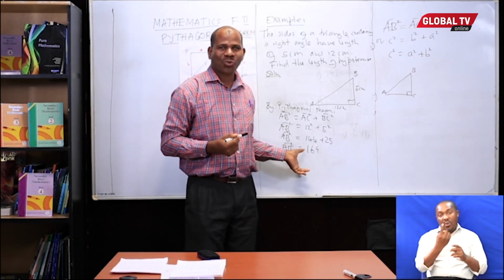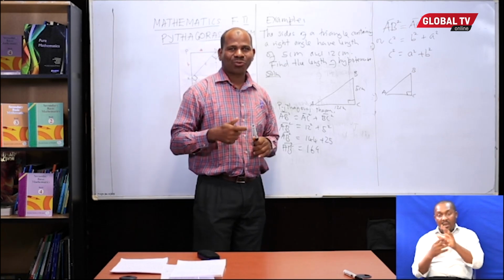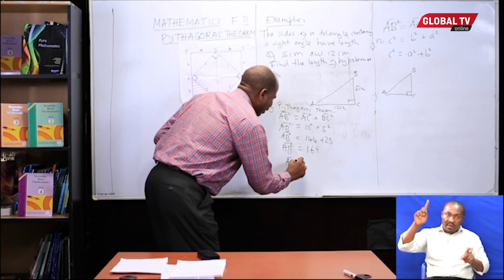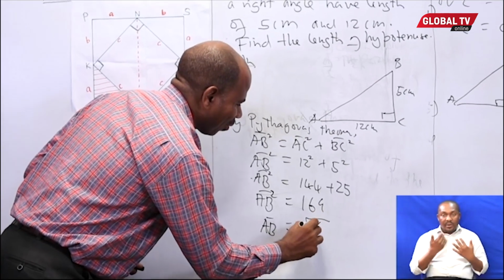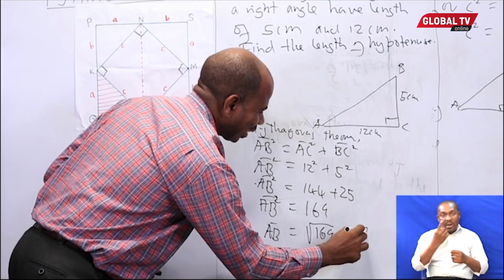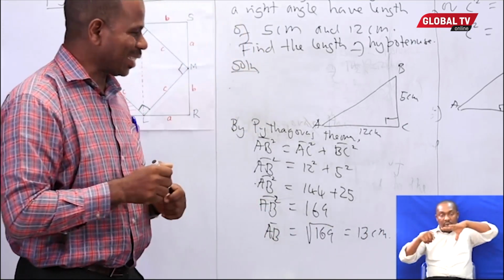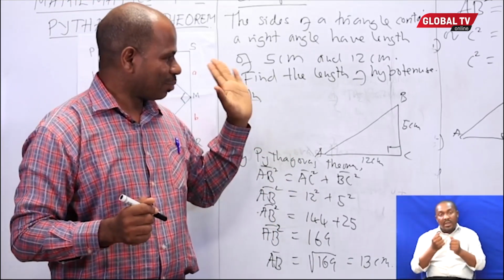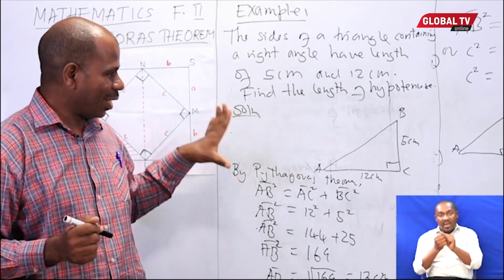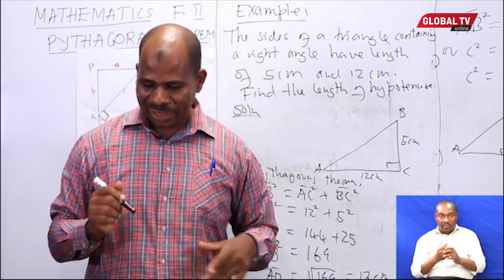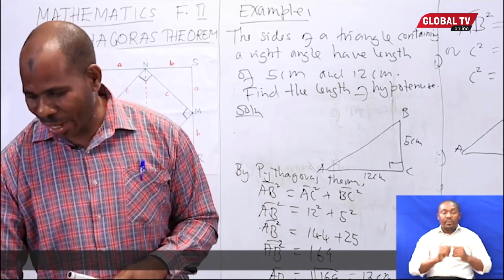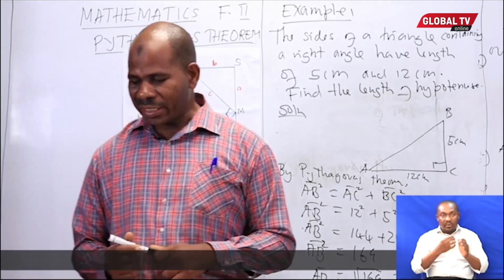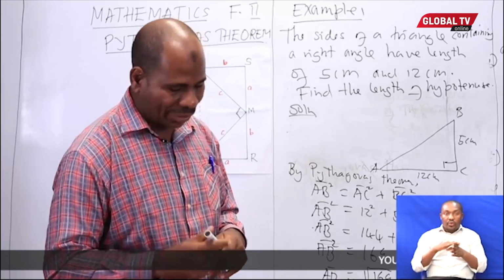But this is just the square of the distance. How are we going to find the length AB? AB is the same as taking the square root of 169, which is 13 centimeters. So the length of the hypotenuse here is 13 centimeters. And the Pythagoras theorem can help. That is the one. Also, we have another question. Example number 2. Let's see how to use the Pythagoras theorem.